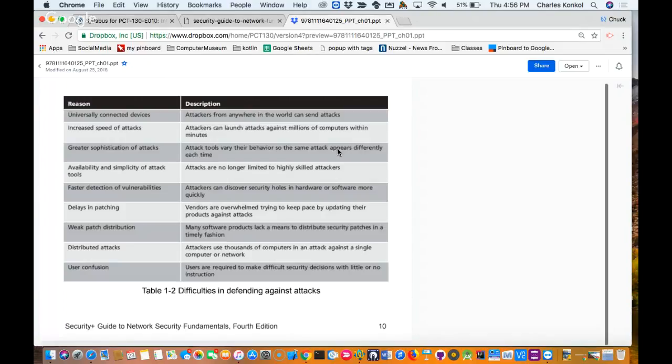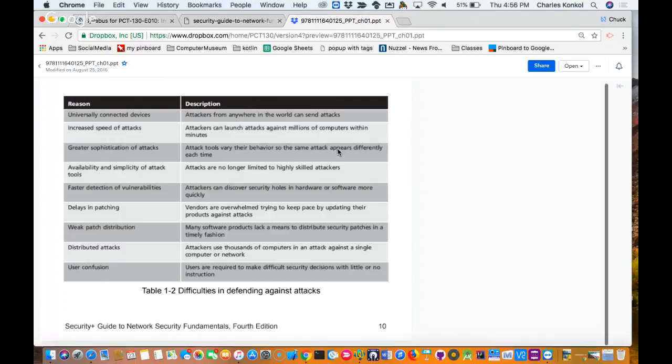And then speed of attacks. Attackers can launch attacks against millions of computers in minutes, over and over again, with script kiddies and tools of sophistication. Greater sophistication of attack is not, again, because of knowledge of the user, but the sheer volume of tools that are available. And then simplicity. Attacks are no longer limited to highly skilled attackers. As long as they have the right tool, they can apply it, whether it be taking a website down, defacing a website, things like that.